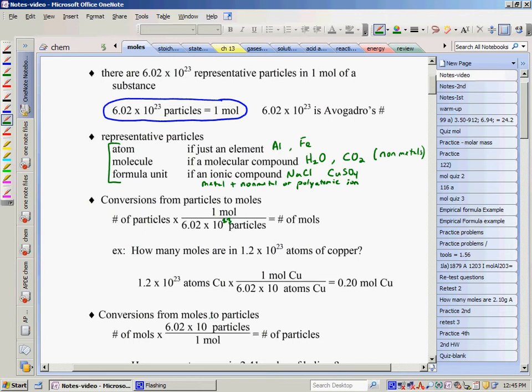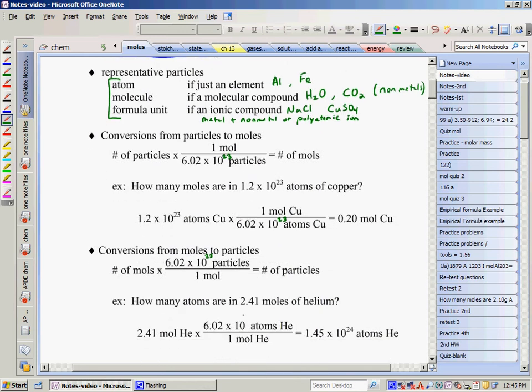But, like always, the unit given has to go on the bottom because we're going to be able to cancel those units. The unit you want goes on top, so it's what you have left. If the word's moles, it gets 1. If the word's atoms, molecules, or formula units, it gets 6.02 times 10 to the 23rd. So, given 1.2 times 10 to the 23rd atoms, the atom goes in the bottom. We want moles, so moles has to go in the top. Moles get 1, atoms get 6.02 times 10 to the 23rd.